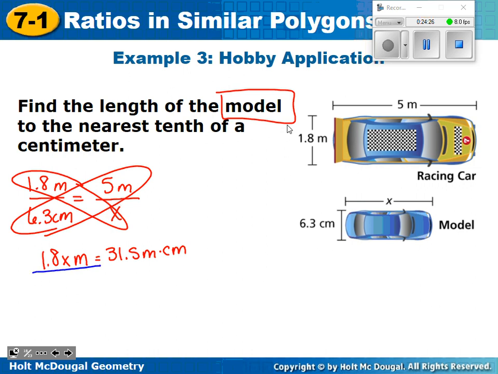If I divide now by 1.8 meters to get x by itself, what's going to happen to the meters? They just cancel out completely, right? And our answer is going to be left in centimeters, which it should be because the model car is being measured in centimeters. So when I multiplied, I did 5 times 6.3 meters times centimeters. That's what I'm trying to show you. You don't have to convert as long as, Javi, you have the same units on one car and the same units on another car. Where you would need to convert is, let's say, for example, you were comparing two people.